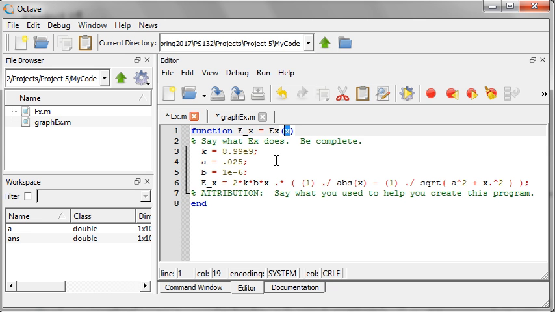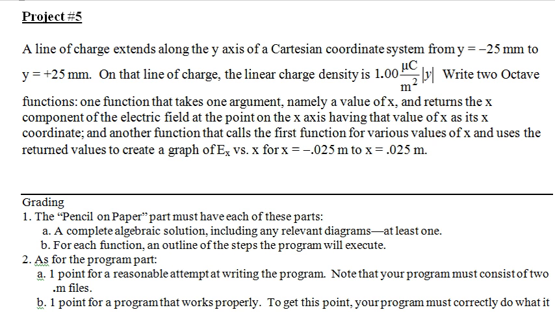Now the line of charge we're talking about extends along the y-axis from minus 0.025 meters to 0.025 meters. And on that line of charge, the linear density is given by 1.0 times 10 to the minus 6 coulombs per meter times the absolute value of y. Actually, I've said that twice now, and I'm not really sure. Yeah, it's 1 micro. I think I did say that wrong. So in both cases, it's 1 times 10 to the minus 6 coulombs per meter squared times absolute value of y. Make sure you get that right.